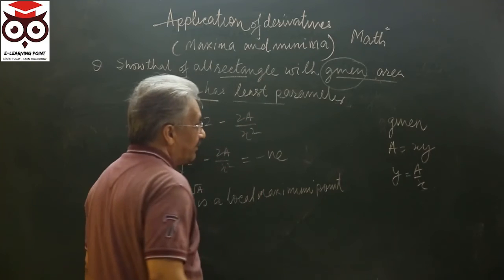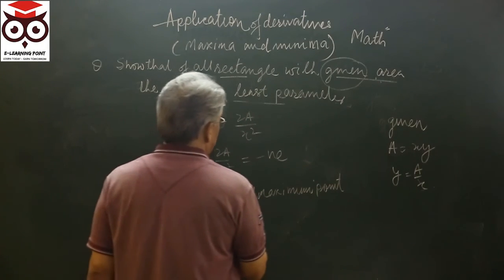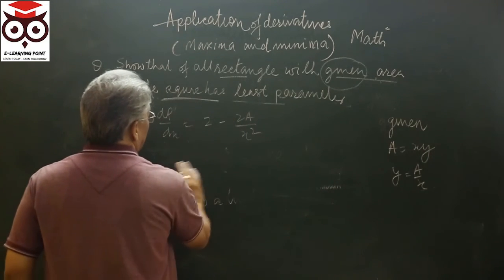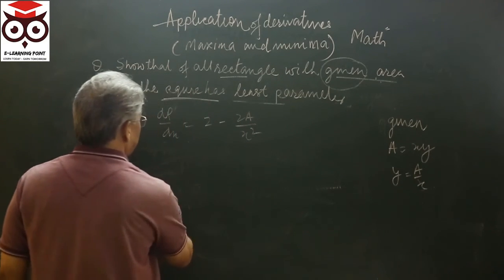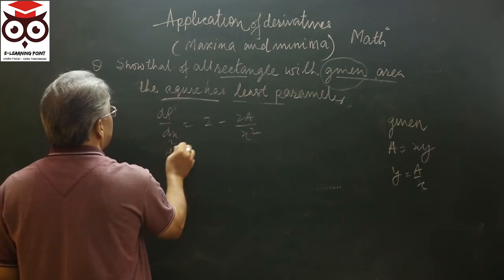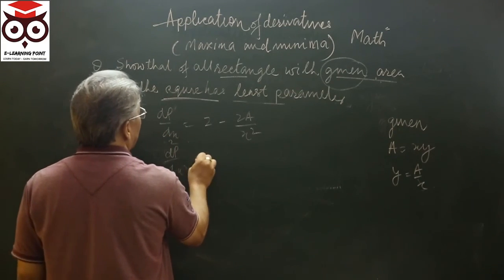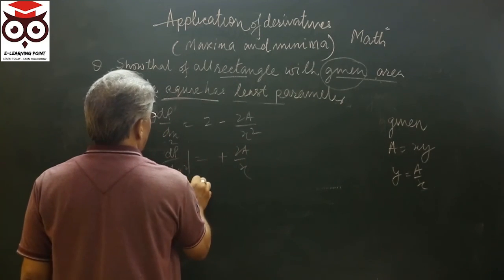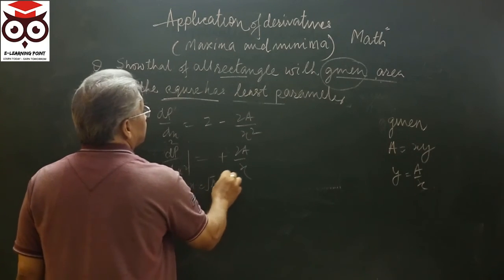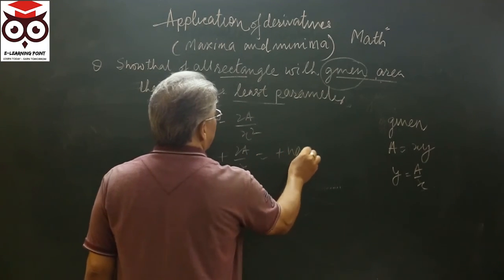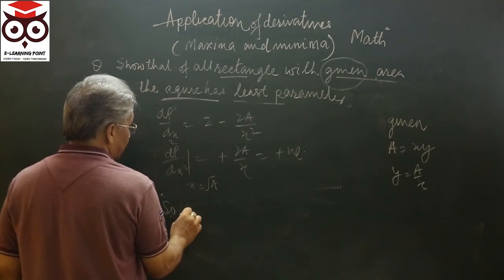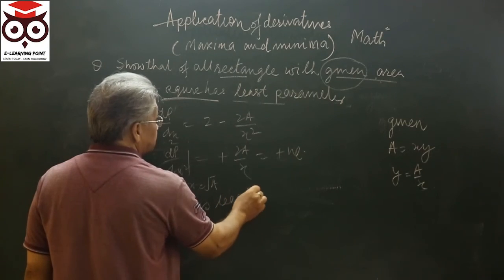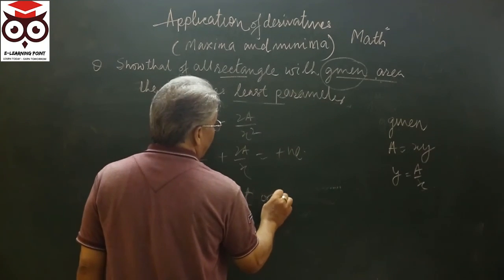Right? If I differentiate it, its second derivative d2p by dx square is equal to 2a by x cube. So it is always positive. It is always positive. So it is least, it means minima.